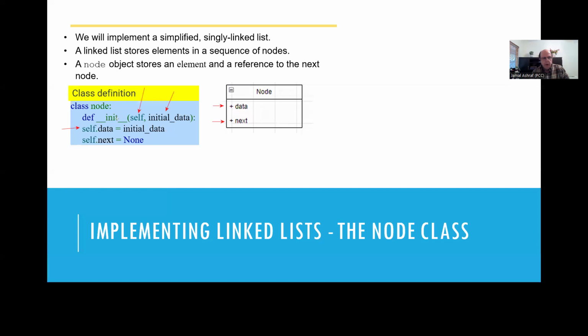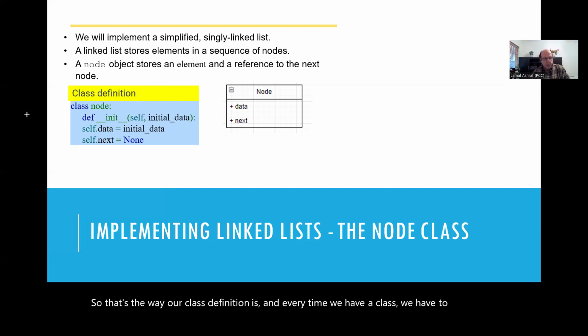So that's the way our class definition is. And every time we have a class, we have to create an object of that class to be able to use it.